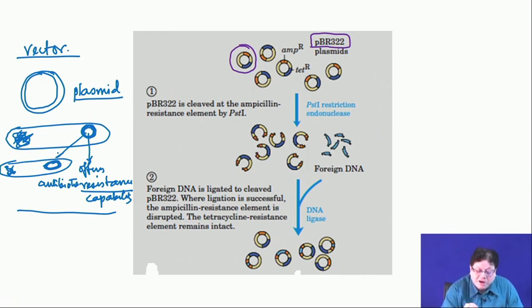So, this is my starting vector. Okay. This vector is pBR322. If you do not remember the name, follow the principle. The principle is that the plasmid should have two different kinds of genes expressing two different proteins, and that gives resistance to two different antibiotics.